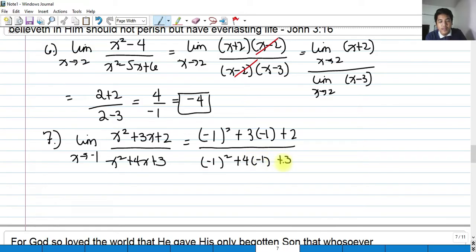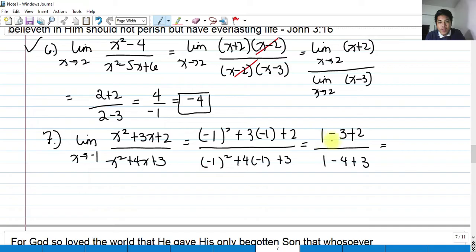negative 1 plus 3. But you can also factor this out just like what we did on the previous example. If I solve this number 6 by directly substituting the 2, we will still get the same answer. I'm showing you the ways how to solve this, as long as the denominator is not equal to 0. So negative 1 squared would be 1 plus 3 times negative 1, that's minus 3 plus 2, over 1 minus 4 plus 3.